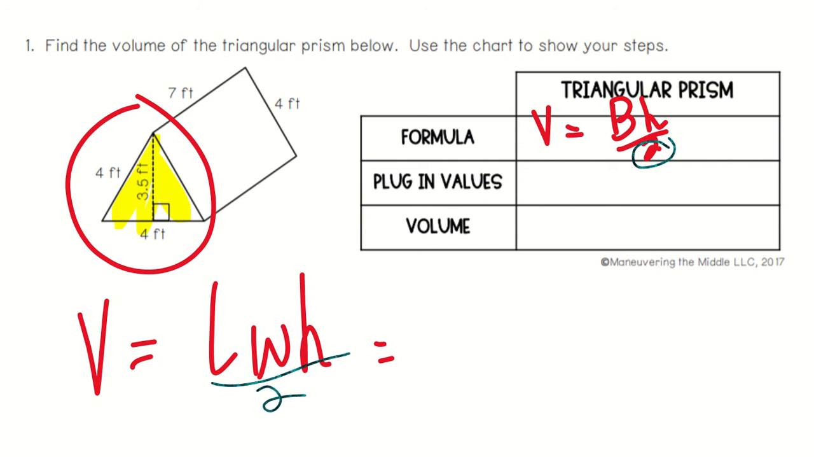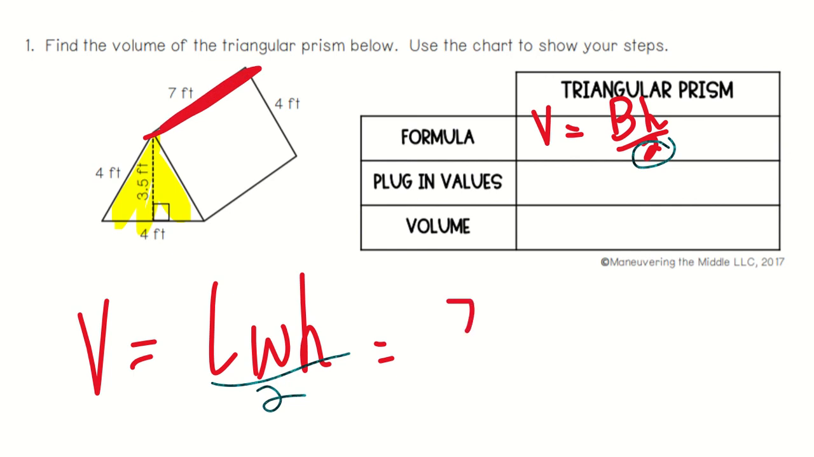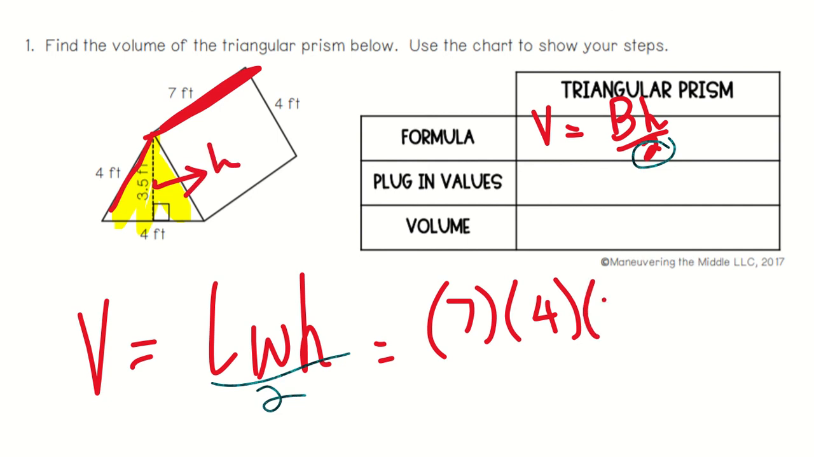What is the length of the base, or length of this shape? That would be, the length of the whole shape would be the 7. The width of the shape would be the 4 there, or the 4 here, either one. That's how wide it is. 7 times 4. And what about the height of the shape? Usually the height, remember, is represented by the dotted line. So that's going to be 3.5.